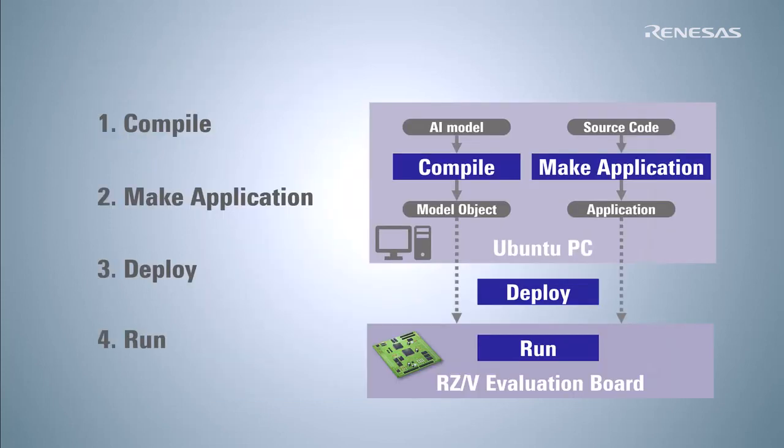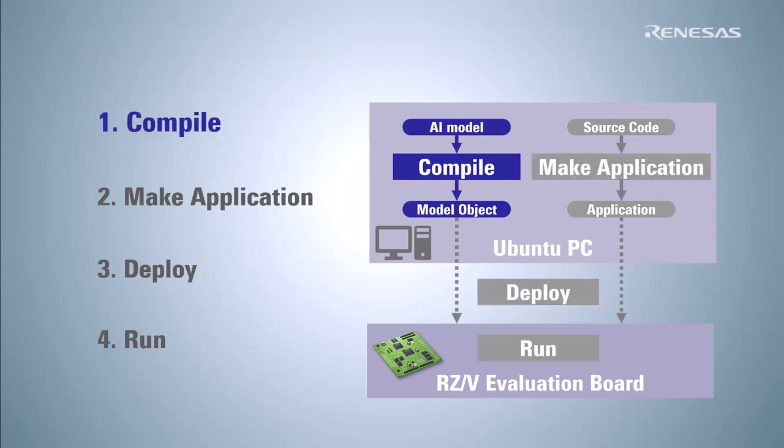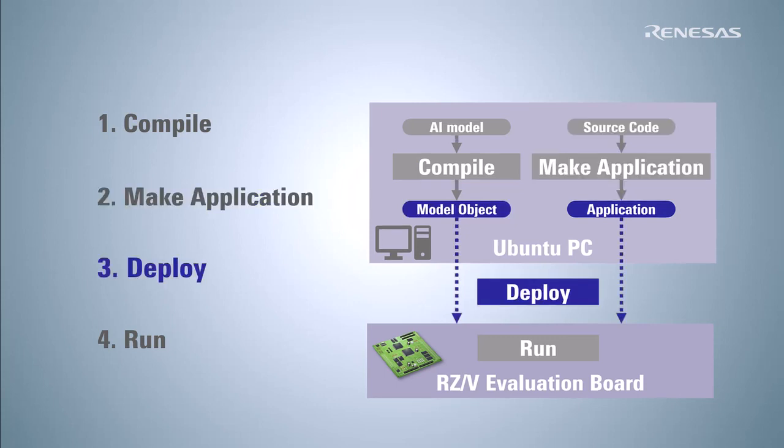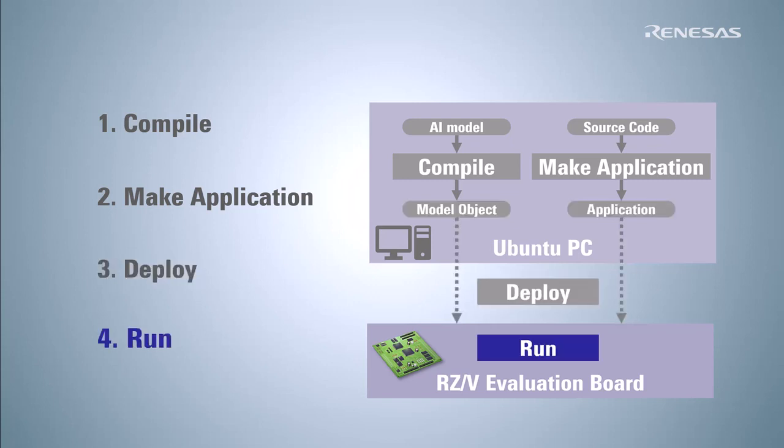These are the major procedures to run AI inference with DRP-AI TVM. First, compile the AI model to an executable format on the RZV series. Second, prepare the application to run AI inference. Third, deploy the compile result and application on the RZV series evaluation board. Then, you can run AI inference by executing the application. Now, let's see the actual procedures on the console.